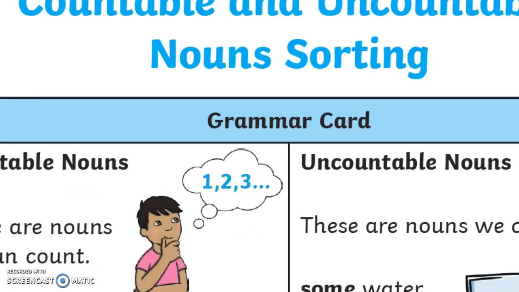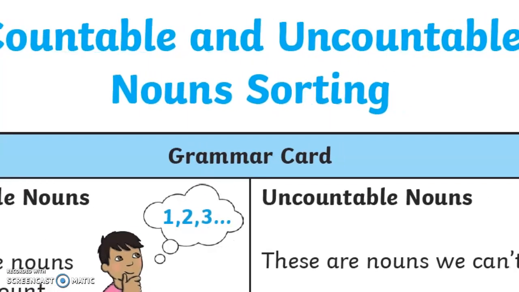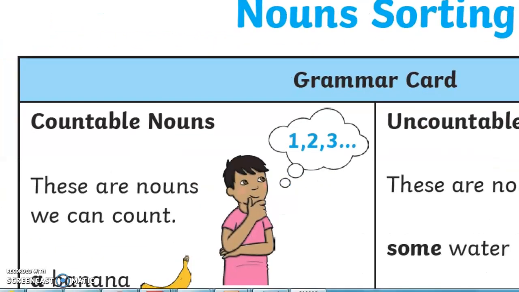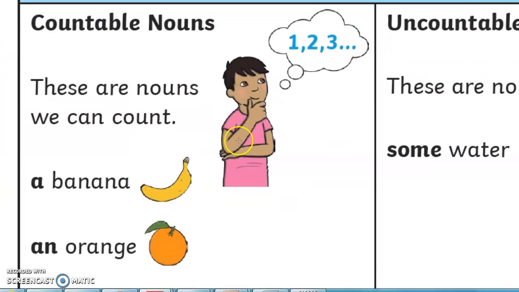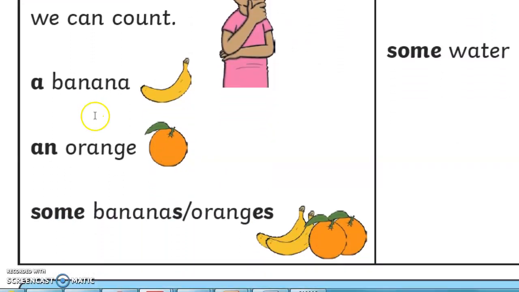Okay, now we'll move to another part of this lesson and we'll talk about countable and uncountable nouns. So countable nouns are nouns that we can count. For example, banana. We can say 1 banana, 10 bananas. We can count them. Okay, and these nouns can be used in singular, like banana, which is 1 banana, or in plural. Okay, if I say a banana, then it's singular.